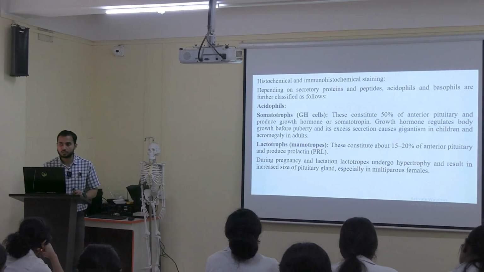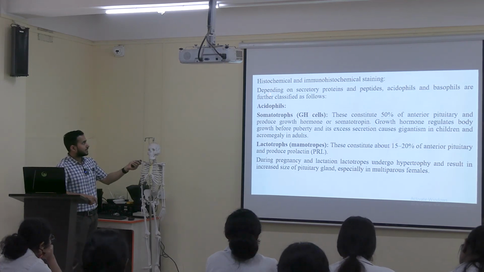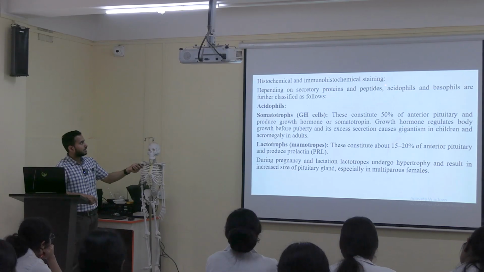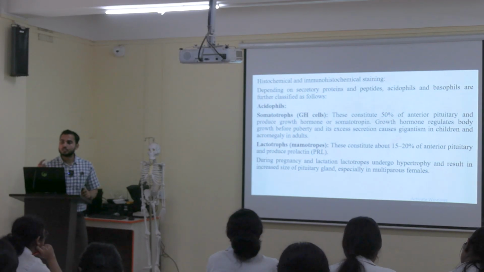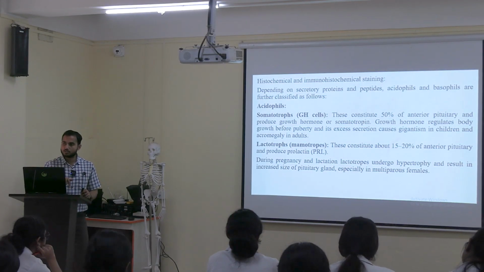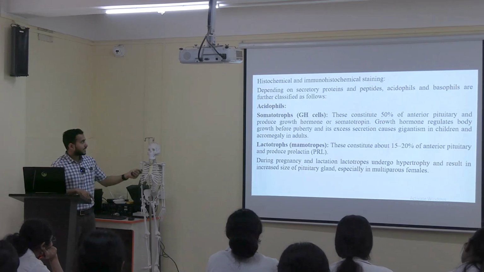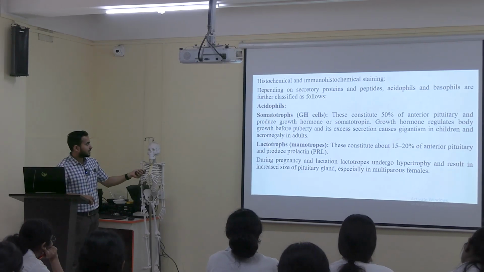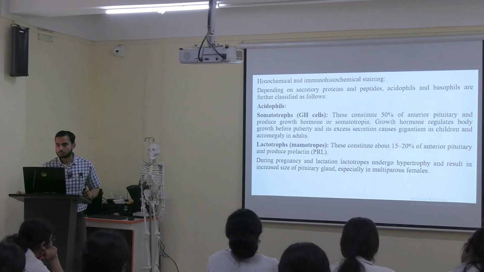I am talking about acidophil. Next we'll go to the basophil. Now in case of acidophil, the classification is done depending on the secretory protein and peptides. Both in acidophil and basophil, the classification is done depending on the secretory protein and peptides. Now in acidophils, we are having somatotropes and lactotropes. So what is somatotropes?